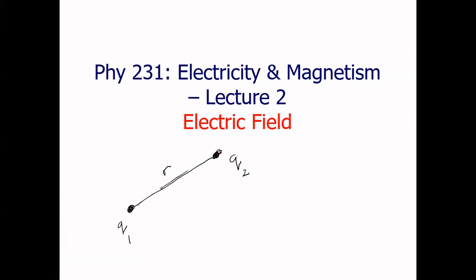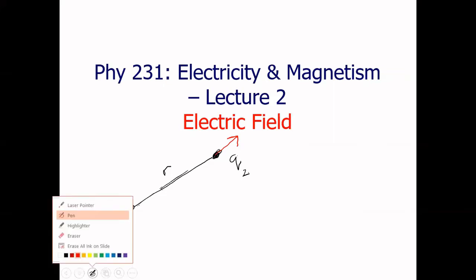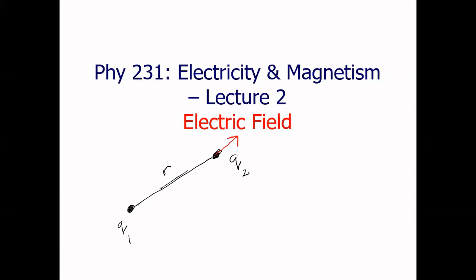I'm assuming that the two charges are positively charged or have the same charge. So on Q2, you have a force in that direction, and of course that force will be coming from charge one. And on charge one itself, there'll be a force in this direction, and that force will be coming from charge two.